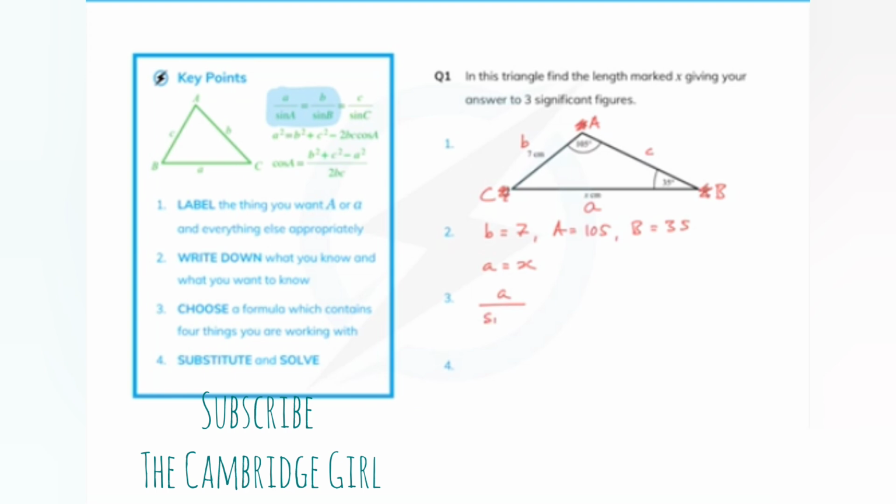Always write down your formula, because if you don't, the examiner can't give you credit if you make a mistake. So, a over sine A is equal to b over sine B. And now I simply put in my values. Well, a is x, big A is 105, so x over sine 105 is equal to 7 over sine 35, and I want to get x on its own, so I need to multiply by the bottom of the left-hand fraction, so multiply by sine 105.